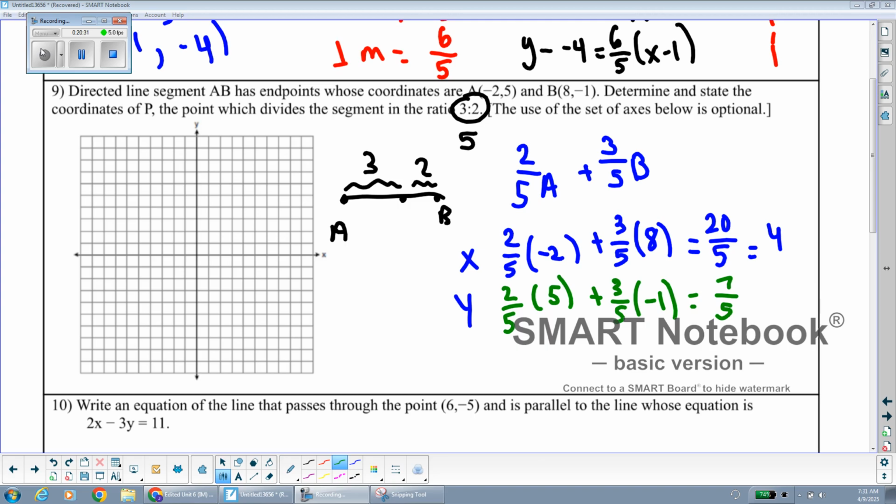So the coordinates of our point are 4, 7 over 5, which you can also write as 1.4. Make sure you put them in the right order. That's how we're separating it. And we should always double check whether our answer is reasonable.